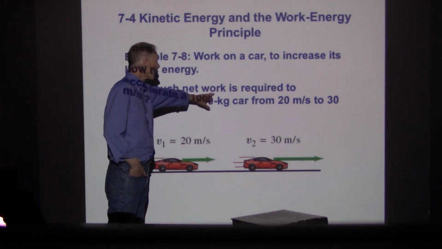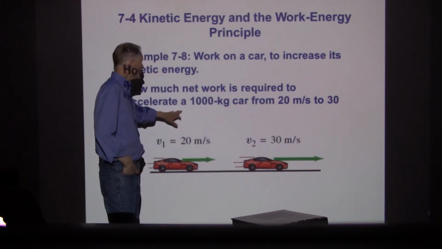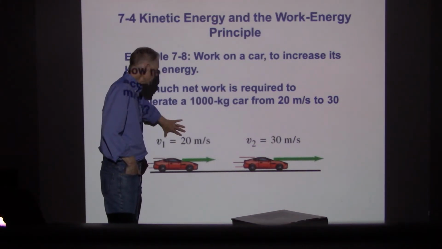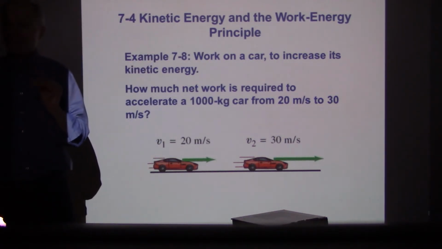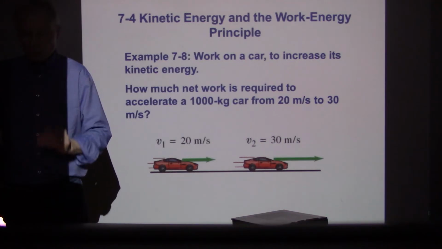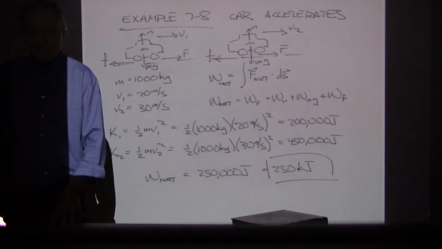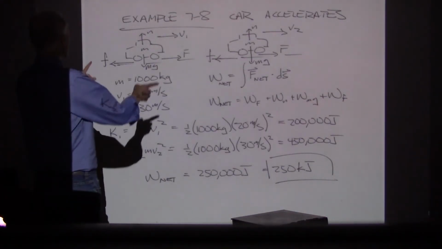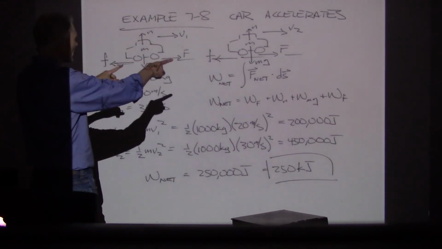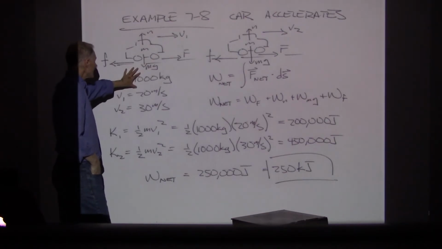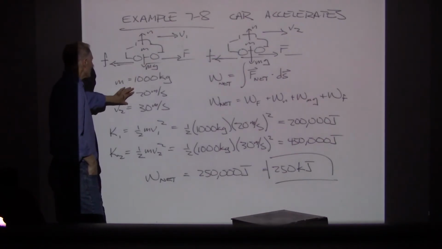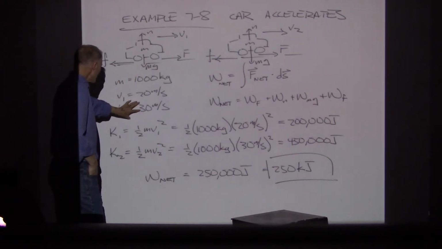How much work is required to take the car from 20 meters per second to 30 meters per second? And you go, I get this. So work is energy transfer. And that says that we can look at the car before and then look at the car after. The car has a mass of 1,000 kilograms. It starts out at 20 meters per second and ends up at 30.